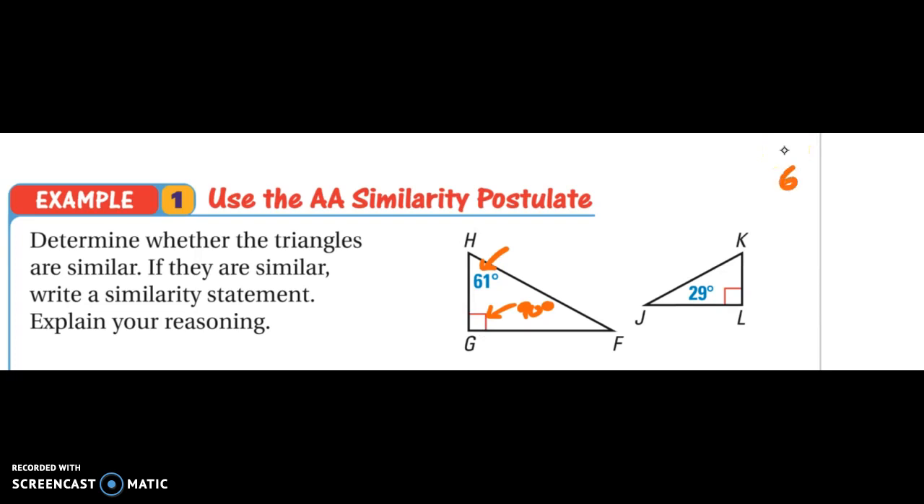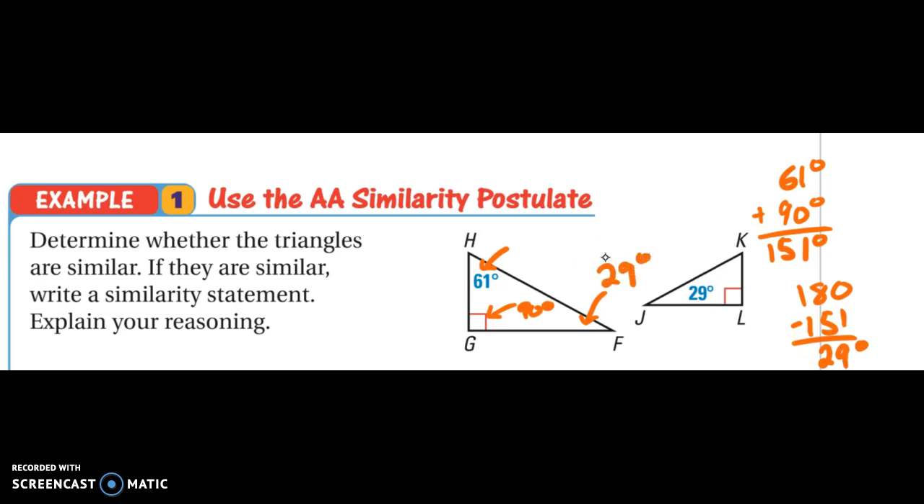let me just make a note of that, 61 degrees plus 90 degrees. If I add those up, I'm going to get 151 degrees between those two angles. To get the third angle, F, I can simply subtract 151 from 180. If I subtract that, I will get 29 degrees. So this is 29 right here, 29 degrees.